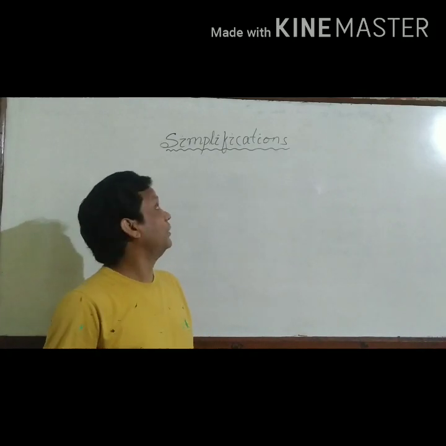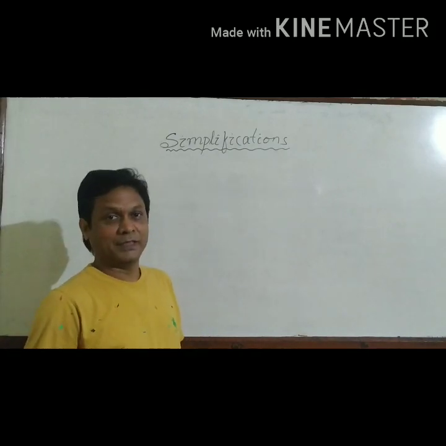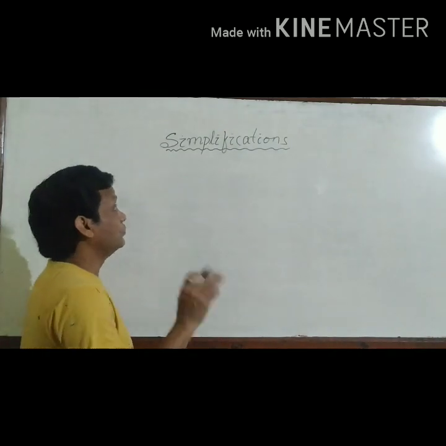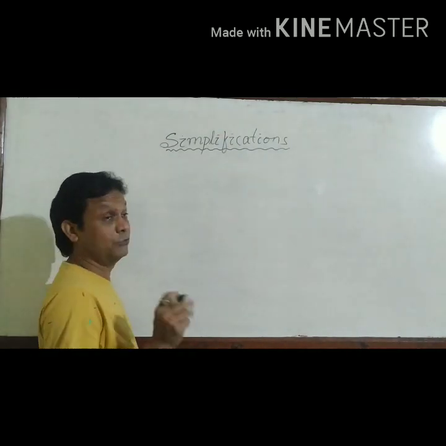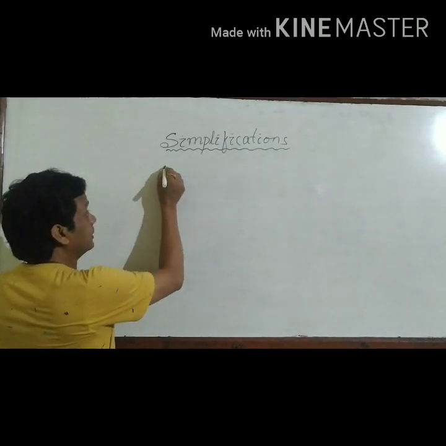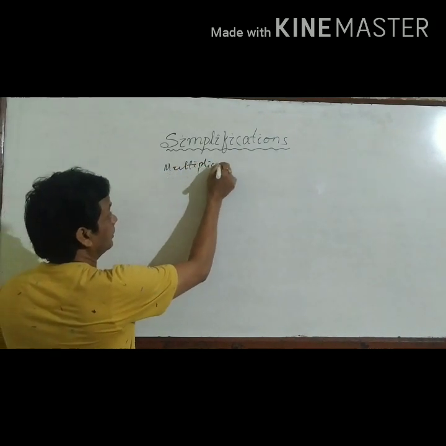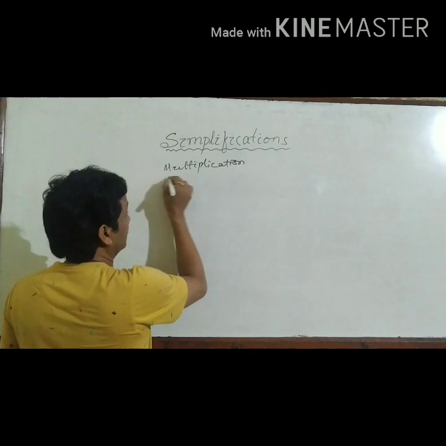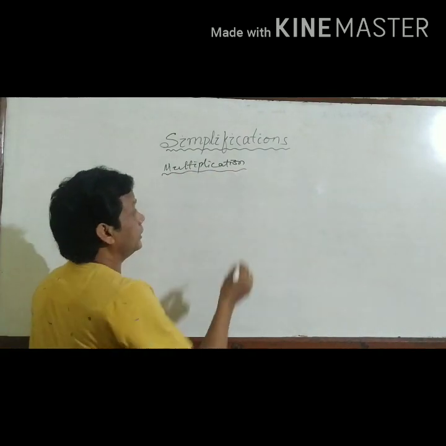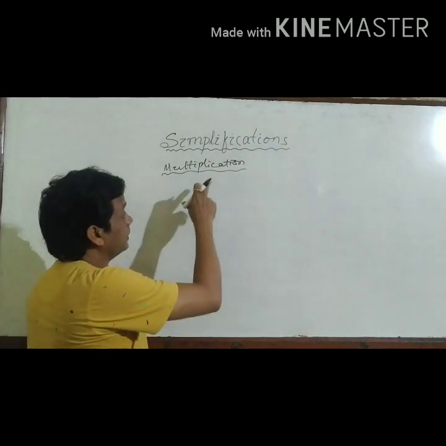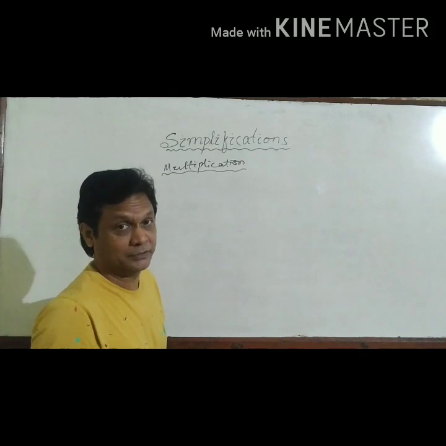And today I will tell you about simplifications and the most important tricks. First of all, see multiplication. How to multiply two numbers, and basically this method is called the Japanese method.